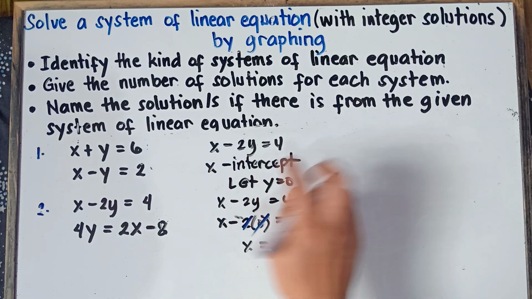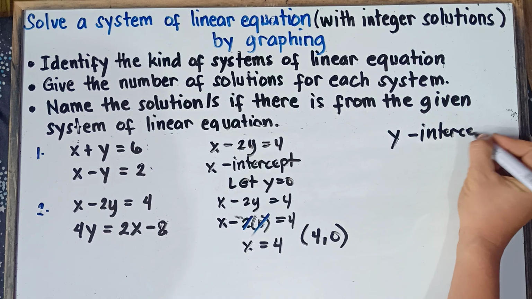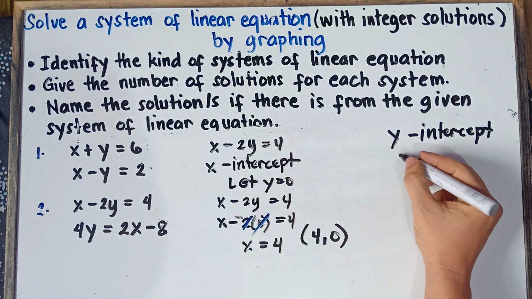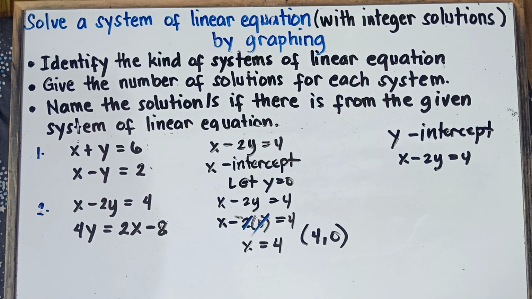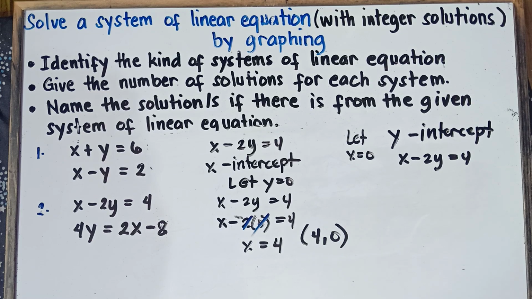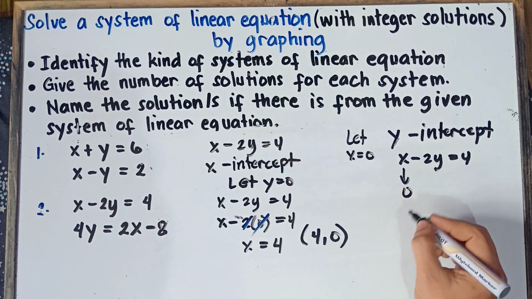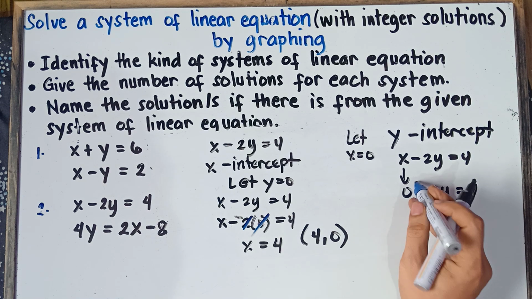Alright, so get the y-intercept. The equation, we have x minus 2y equals 4. To get the y-intercept, let x equal to 0. Alright, so x is 0. Copy negative 2y equals 4. So we can erase this one.